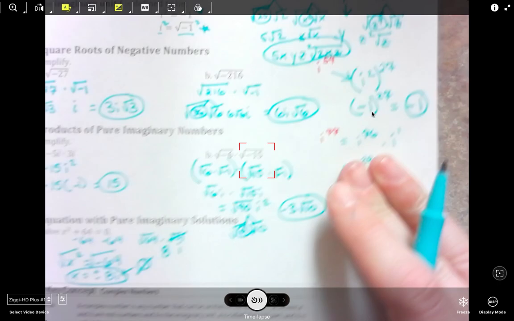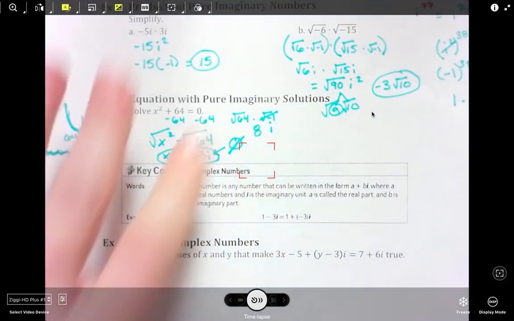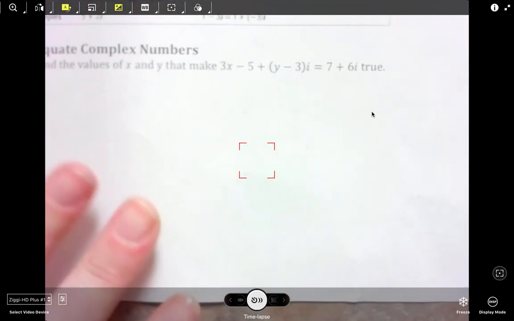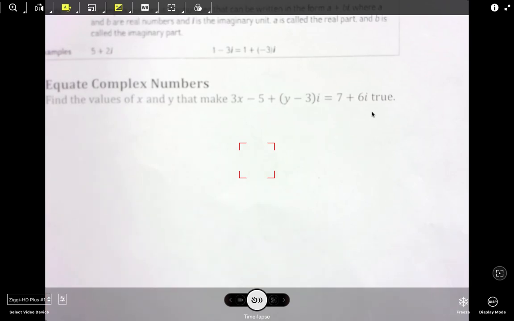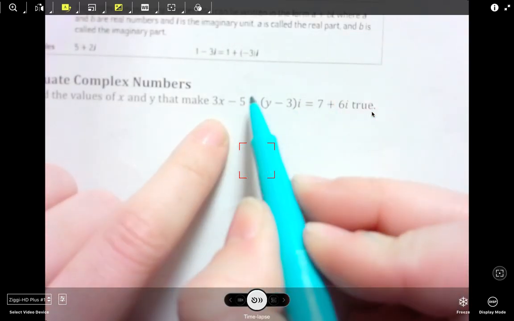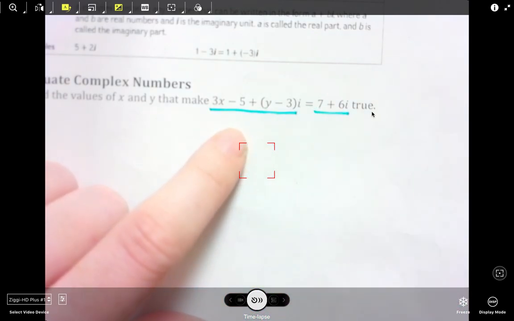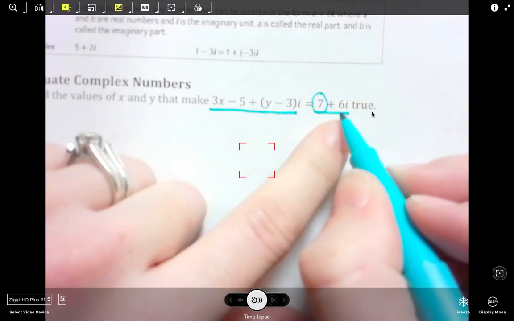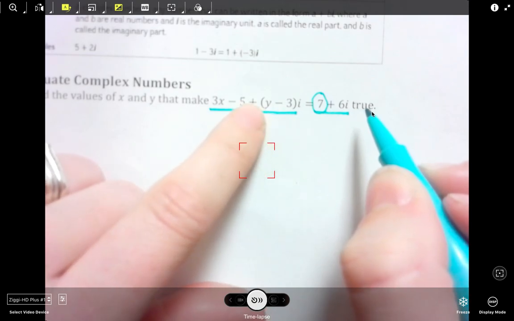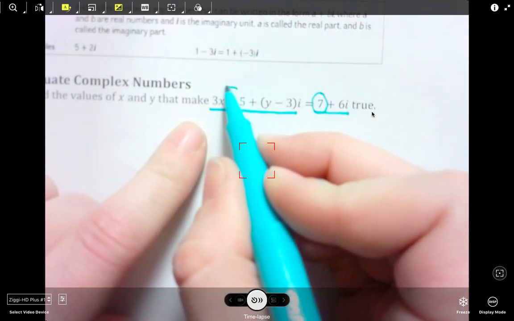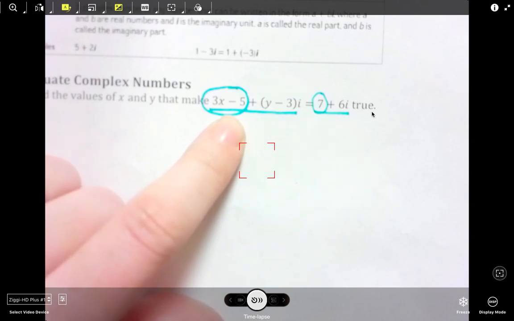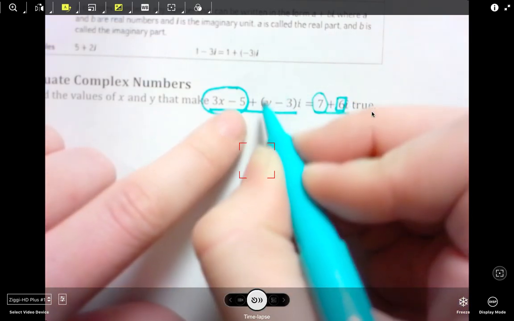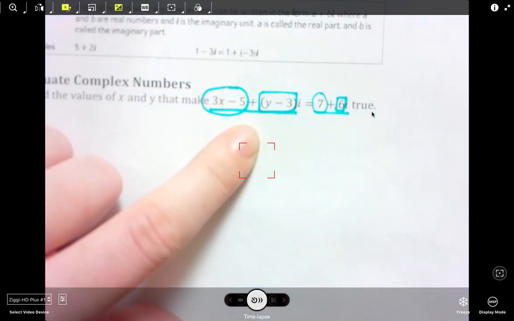All right, example 4. You have an equation that looks like this. Basically we are solving for x and we're solving for y. So if you look at this left side piece and this right side piece, this 7 is the part that does not have an i attached to it. So you look over here for the part that does not have an i attached to it, and that's the 3x minus 5. If you look for the part that's imaginary, the 6 has an i attached to it, and y minus 3 has an i attached to it over here.